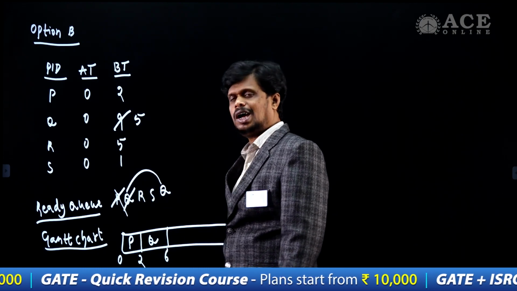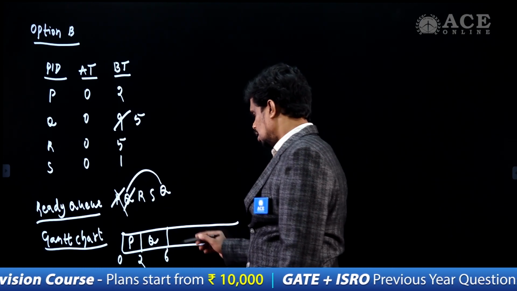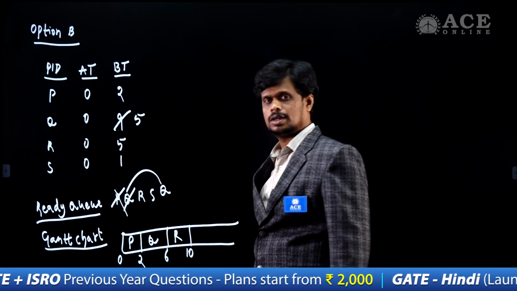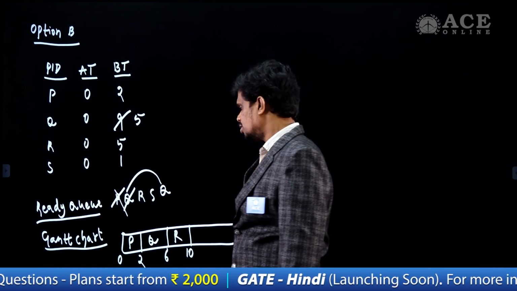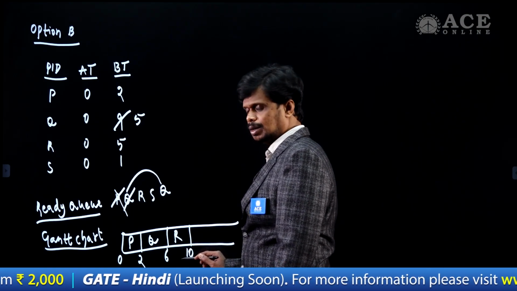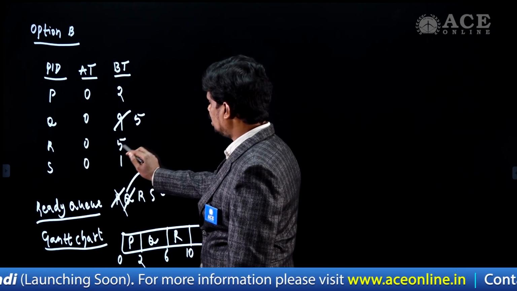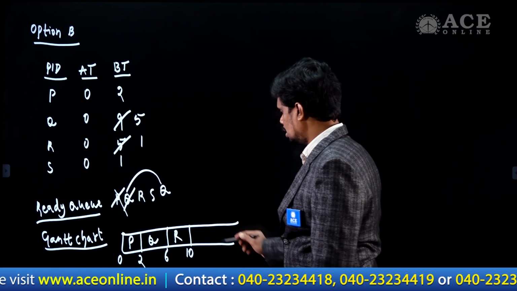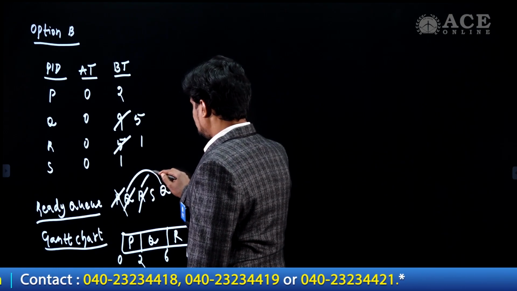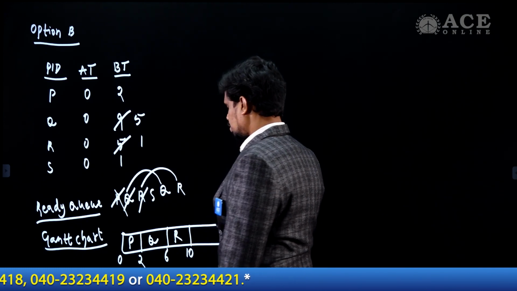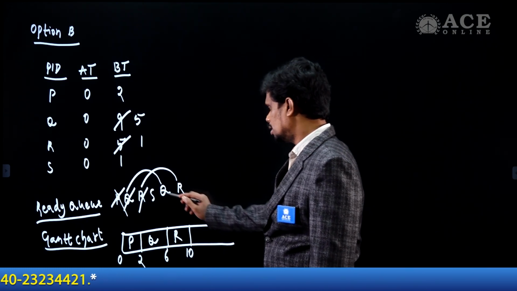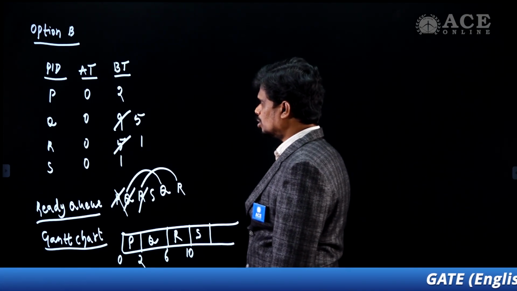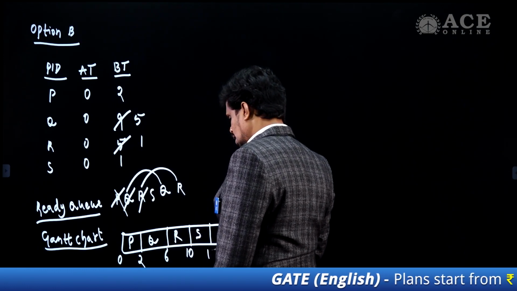Now the first process in the ready queue is R. So this R will start executing now. It gets executed till 10. And with this execution, is R finished? No, because from 6 to 10 means only 4 units are over, so out of 5, still 1 unit is pending. Now this R again can be added back to the ready queue here. Okay, so now S is the first process in the ready queue. What is the execution time of S? 1. It gets executed till 11.